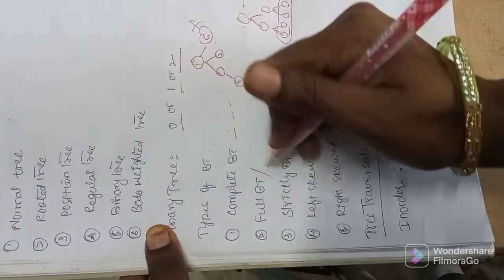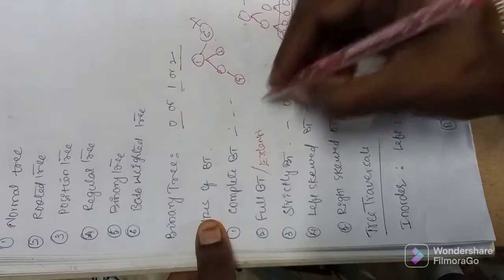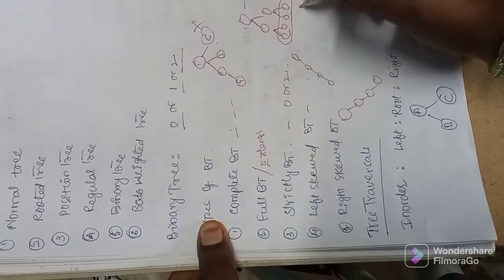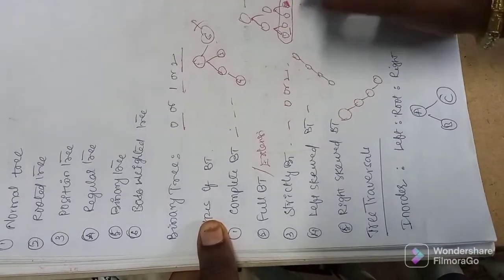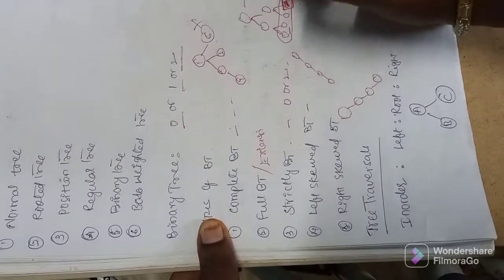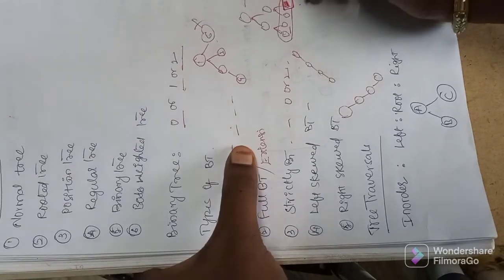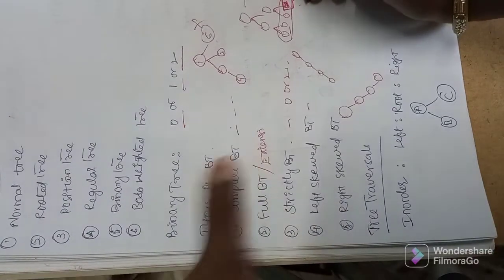So this is a full binary tree, or you can also call it an extension binary tree. For example, in order to make a complete binary tree, if a node is not there, what you do? You'll add a dummy node here. So then it becomes what? Complete binary tree or full binary tree. This tree is called an extension binary tree.